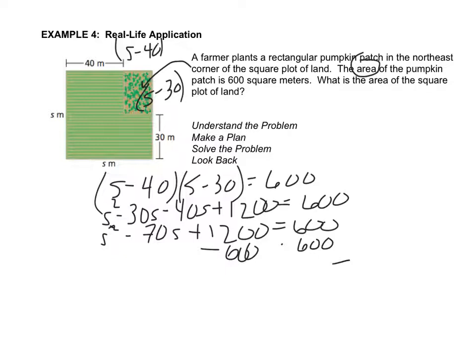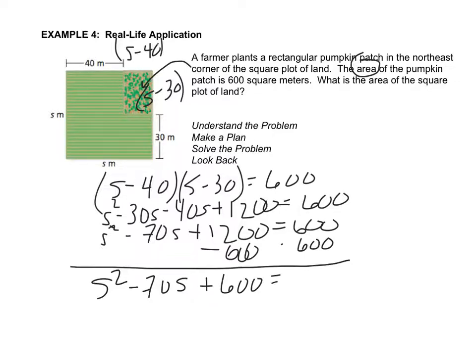So once we do this, we can draw the line. We're going to get S squared minus 70S plus 600, and that equals 0. Now we're right back where we started on the front side, where we have no greatest common factor to take out of that trinomial on the left. We can now focus on the factor pairs of the number 600.